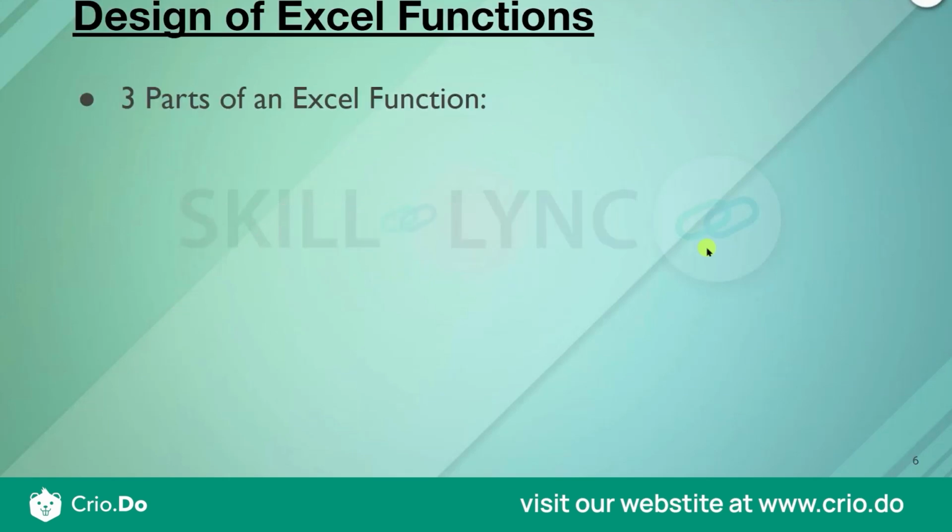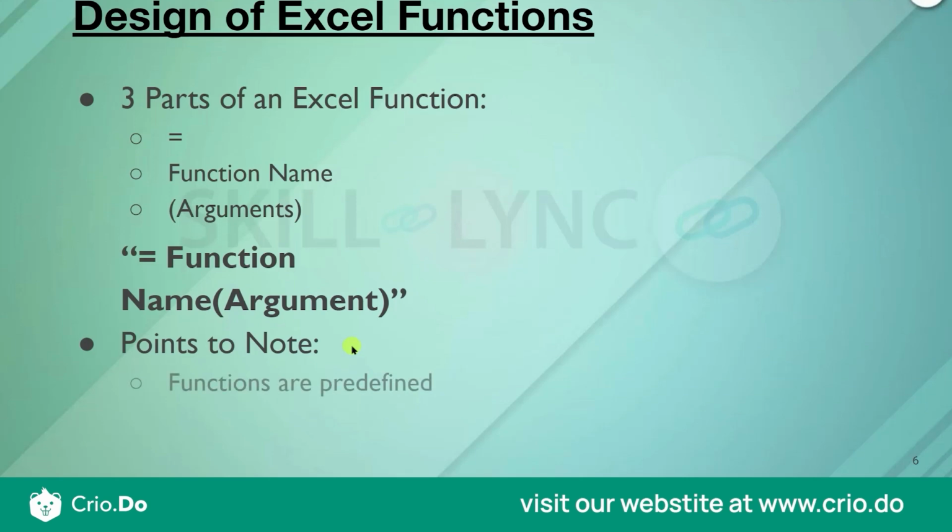It's divided into three parts of an Excel function. So first we are writing here equals to and then name of the function, and after that the arguments we are passing to this particular function name. Points to remember, functions are predefined, so you can use the combination of function that is allowed.